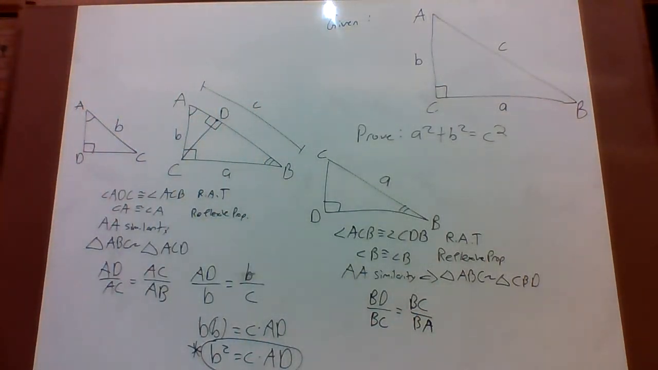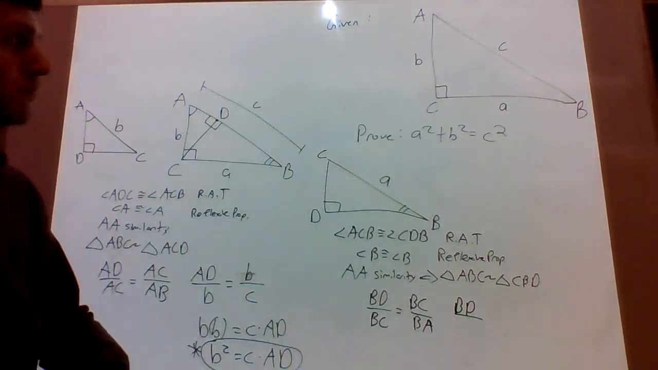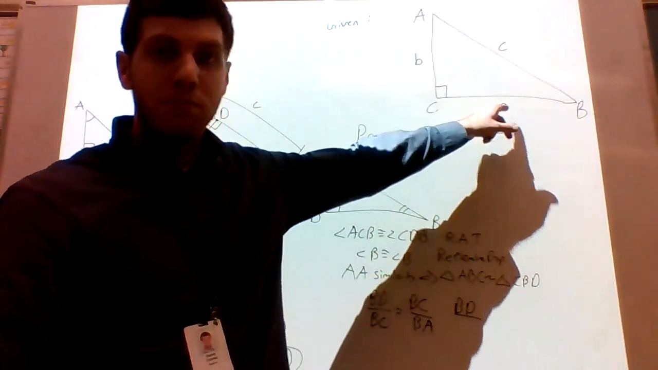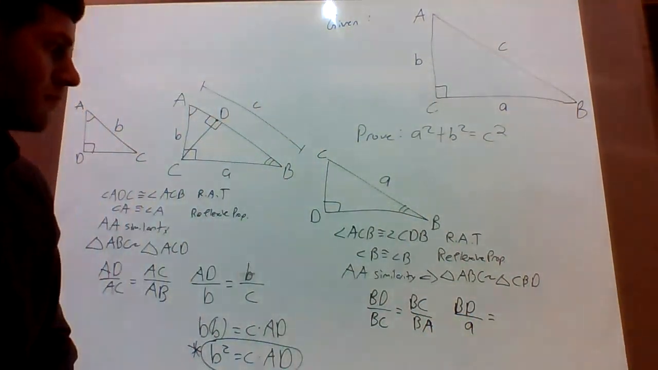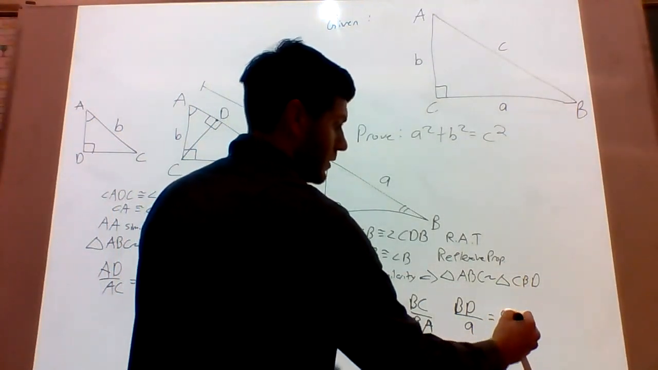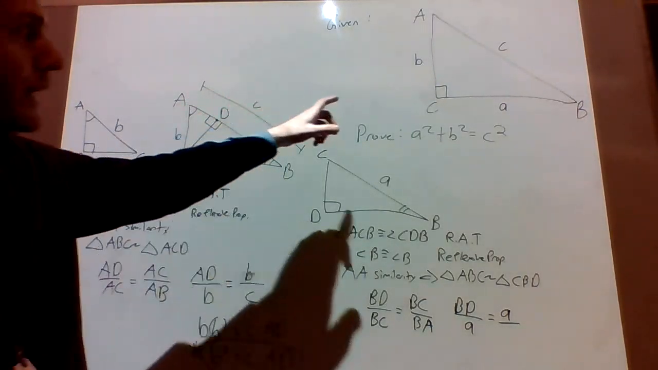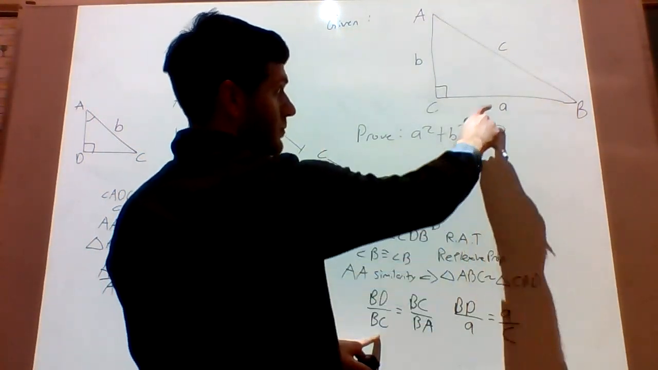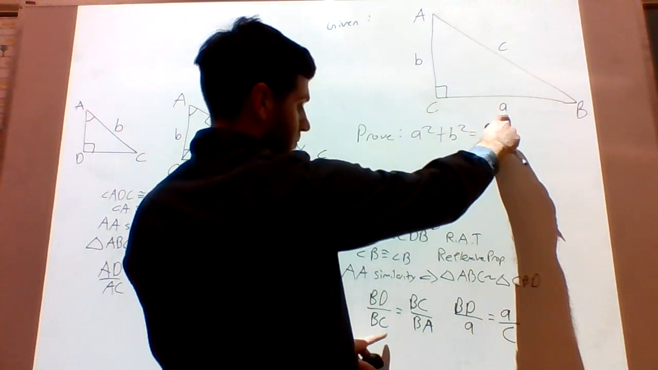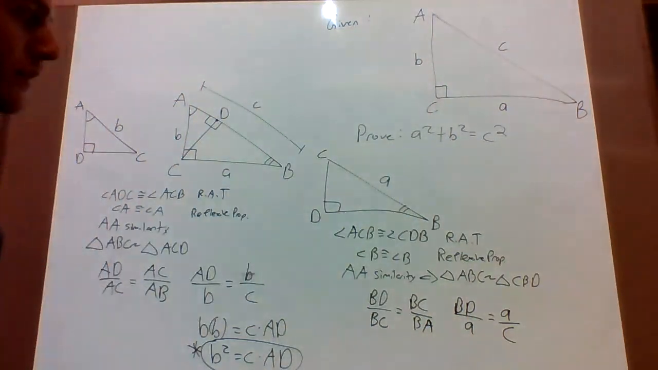We don't know the value of BD. We know BC though. The length of BC is a. So we substitute in an a. And then BA, we know BA is c. So BC is a, so we can substitute an a here and an a here. And then BA is c, so we can substitute in c.